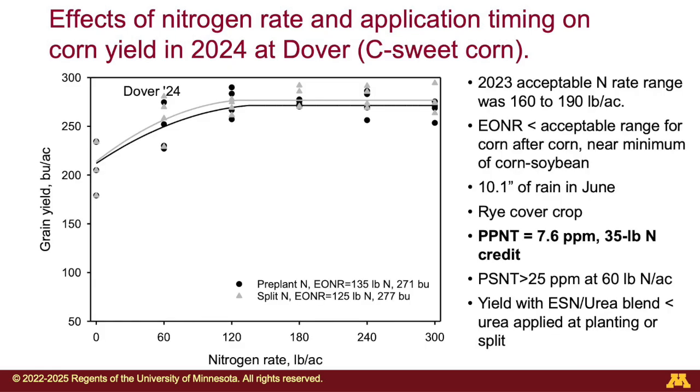This was our Dover site. This is corn after sweet corn with a wide cover crop. It only took 125 to 135 pounds of N to produce either 277 with the split application or 271 with the pre-plant. This site did have a PPNT of 7.6 parts per million, so it would have gotten a 35 part per million credit. And when you add that to what our UNR was, that kind of makes sense to me. This site also had 10 inches of rain in June, so the split application was better. It took 10 pounds less N and it produced 6 bushels more.